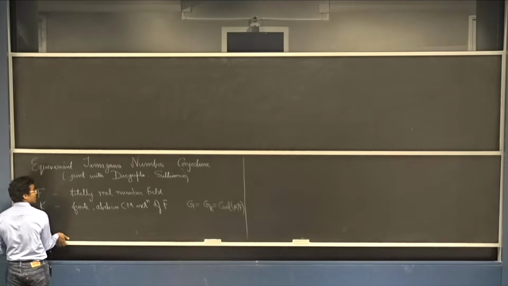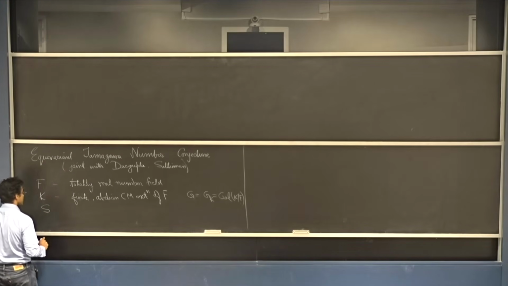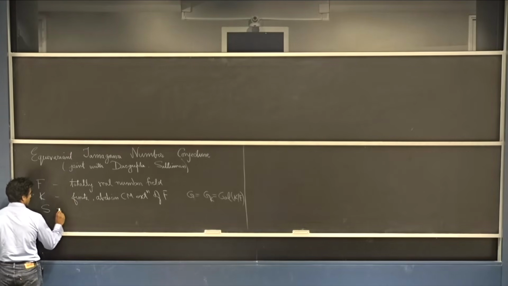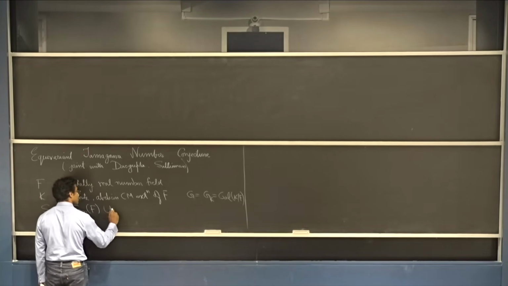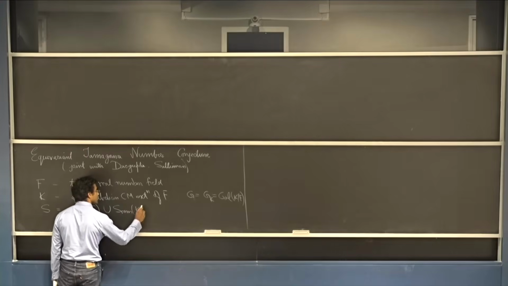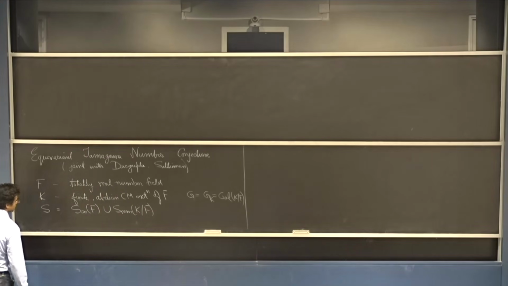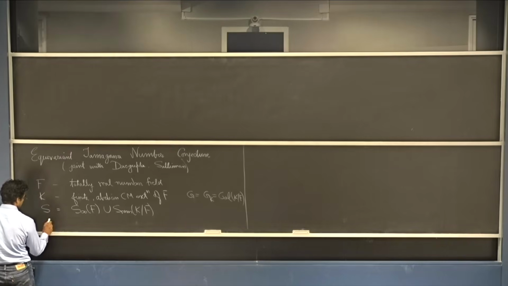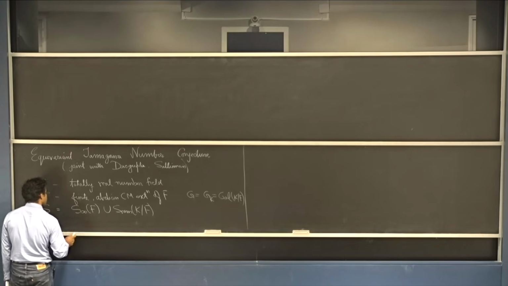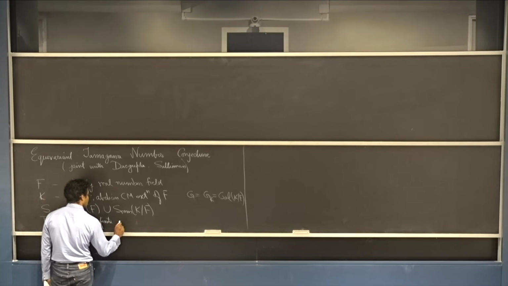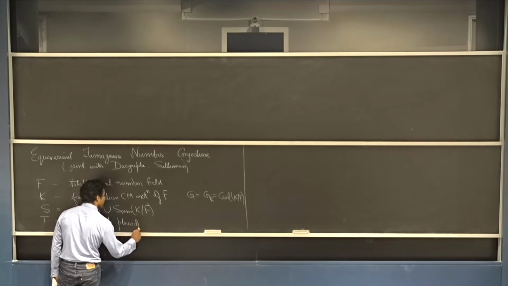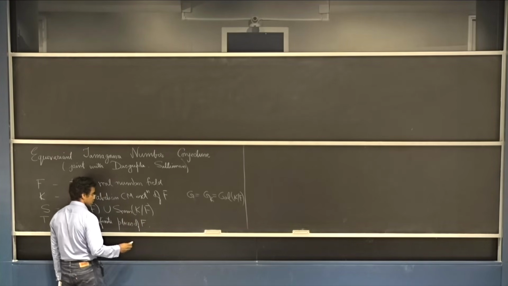And as usual, S is a finite set of places of F, and I'll take this to be the minimal possible one: all the Archimedean places of F and all the places of F that ramify in K. I think the notation is self-explanatory here. And T is a finite set of finite places of F disjoint from S.